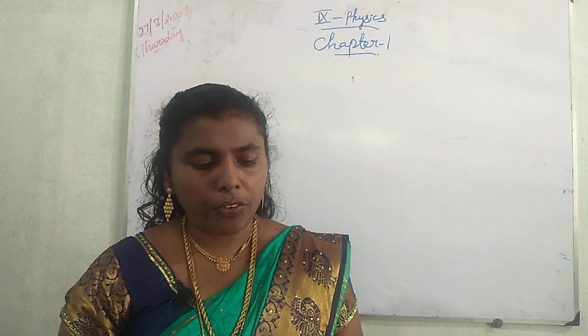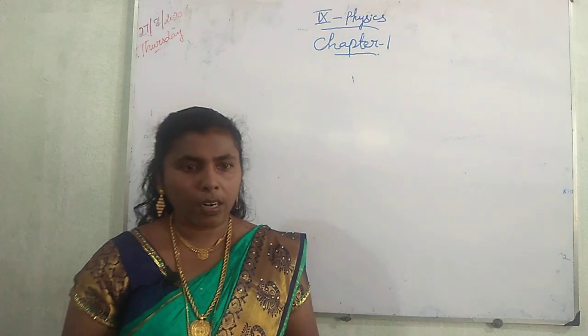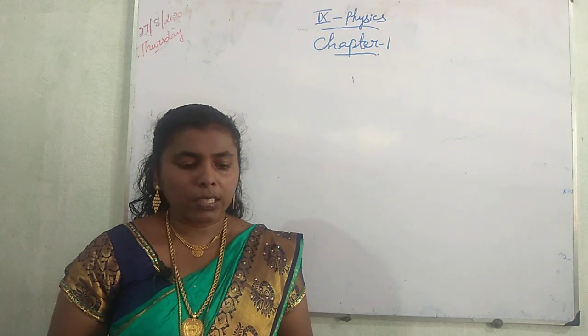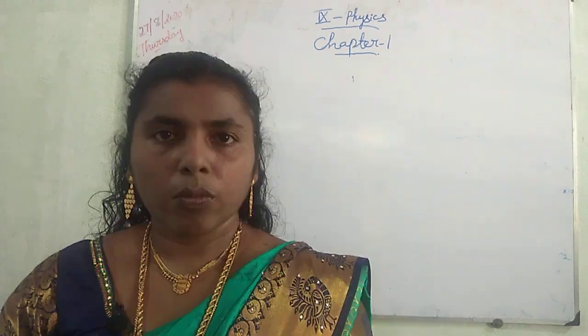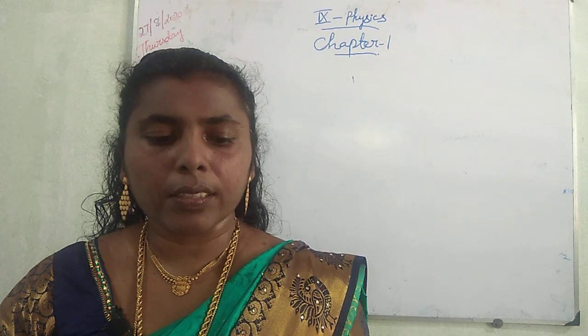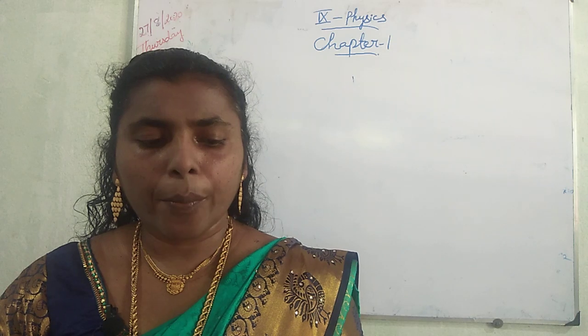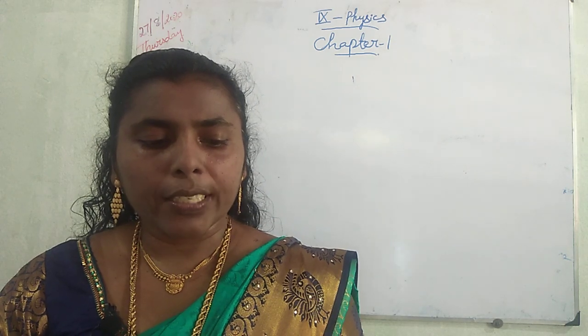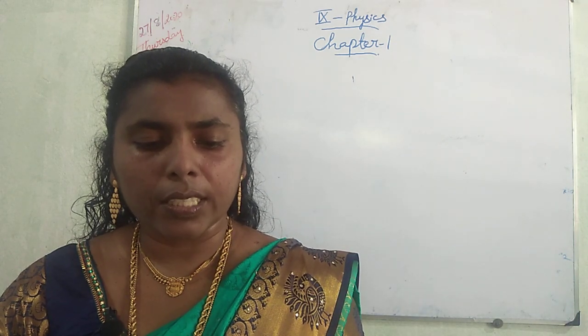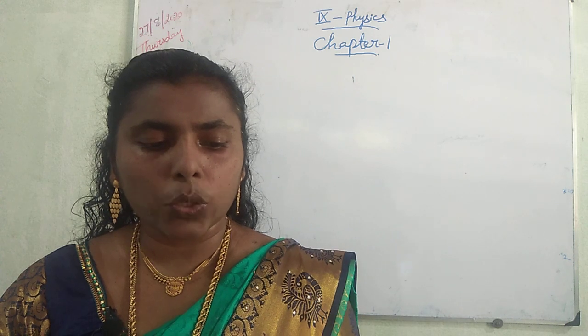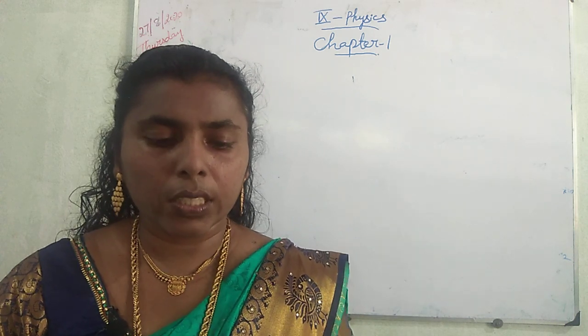Weight is a normal force exerted by the surface of an object. Fourth point: mass remains the same everywhere, weight varies from place to place. Fifth point: mass is measured using a physical balance, weight is measured using a spring balance. Its unit is kilogram, its unit is Newton.